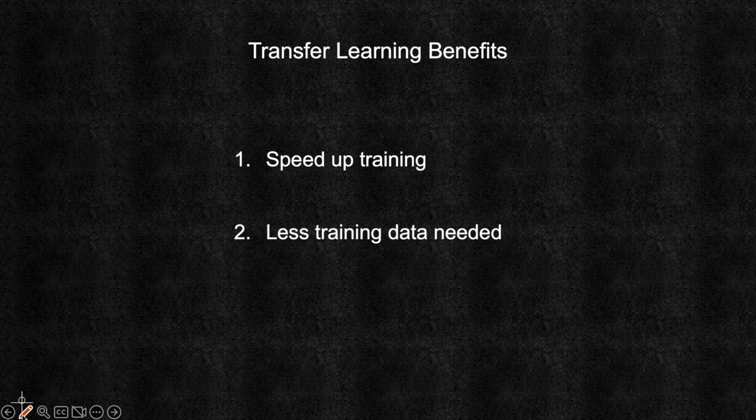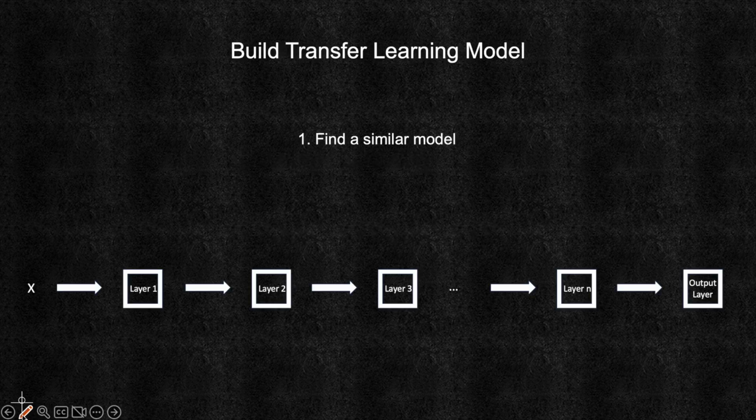After we have a brief overview of transfer learning, let's take one more step further and understand how to build it. First, find a similar model. Imagine we did the research and found out there is already an existing deep neural network for task A. Here is a simplified graph as an example.